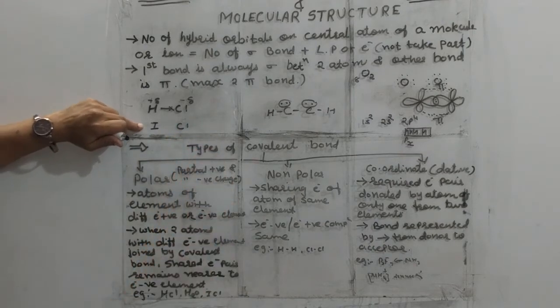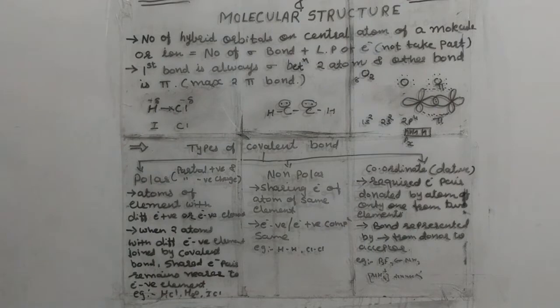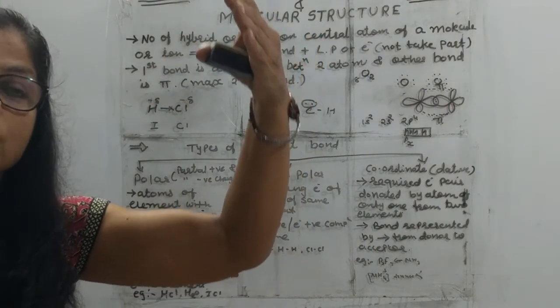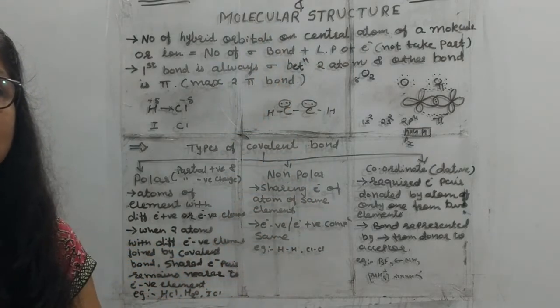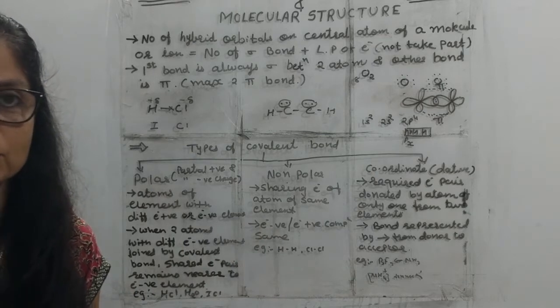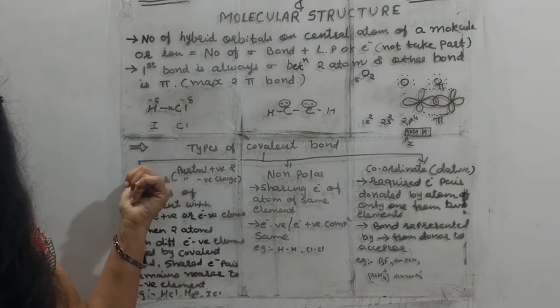In the same way, if we take another example, student, iodine chloride, ICl. As both are of the same group, both require one electron to complete their octet. But as we go down the group, we know that in the 17th group, electronegativity decreases, student. So this you have to keep in mind. That's why I have taken this example.